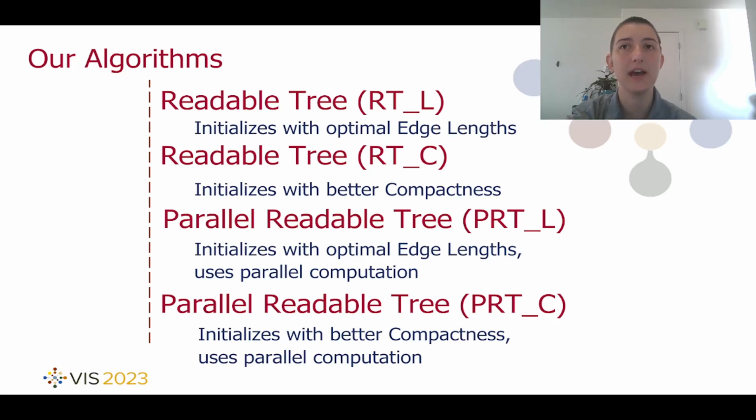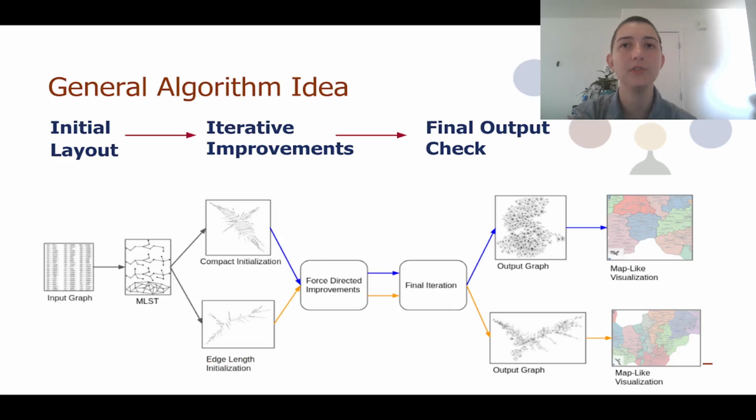We have the readable tree layout RT, which needs just a single processor, and the parallel readable tree layout PRT, which can draw large graphs with hundreds of thousands of nodes using multiple processors. Each of these algorithms has two options, one focusing on edge lengths L and the other focusing on compactness C. Note that these two optimization goals, edge length realization and compactness, are incompatible, which motivates the two variants. Our readable tree layout algorithm follows these basic steps: initial layout, iterative improvements, and a final output check. They differ on how these steps are performed and what layout aspect they optimize.